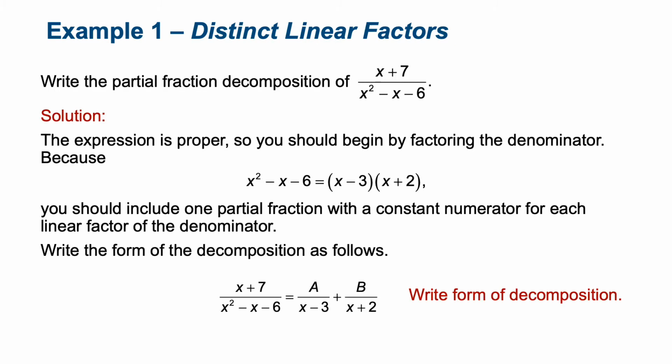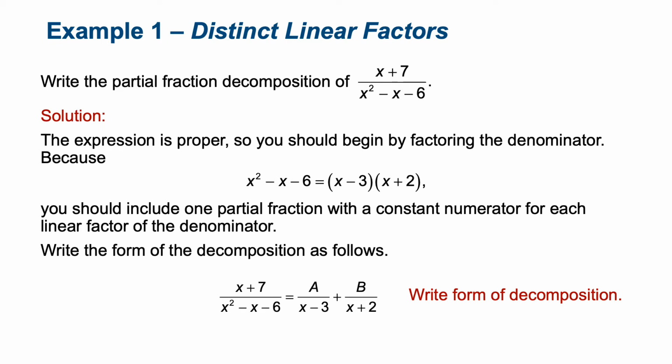Okay, so let's do example 1, which has distinct linear factors, which only occur once and they're different. So you have (x + 7) over (x² − x − 6). First thing, is the numerator greater than the denominator? No. Okay, great. So this is proper, so we can start factoring the denominator, and the denominator factors into (x − 3)(x + 2).